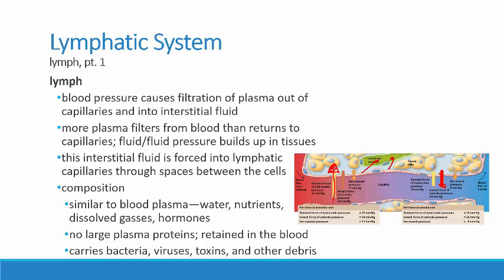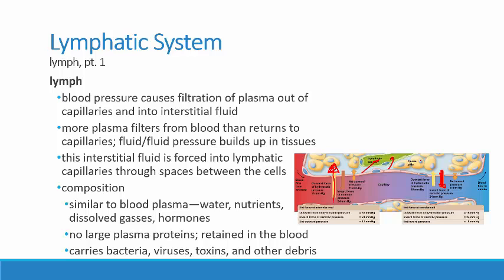And so what is lymph? Well, it's very similar to blood plasma. It's got water, it's got nutrients and dissolved gases, it's got hormones, it's got waste materials, it's got everything that blood plasma has in it, with the exception of the large plasma proteins. Those, of course, are retained in the blood, and are what gives blood its osmotic pressure.